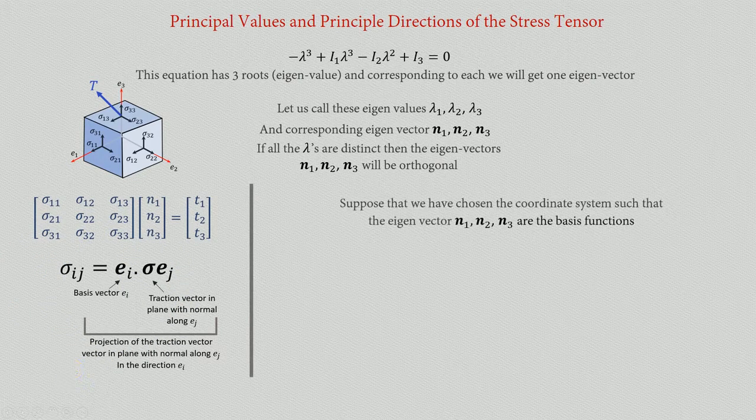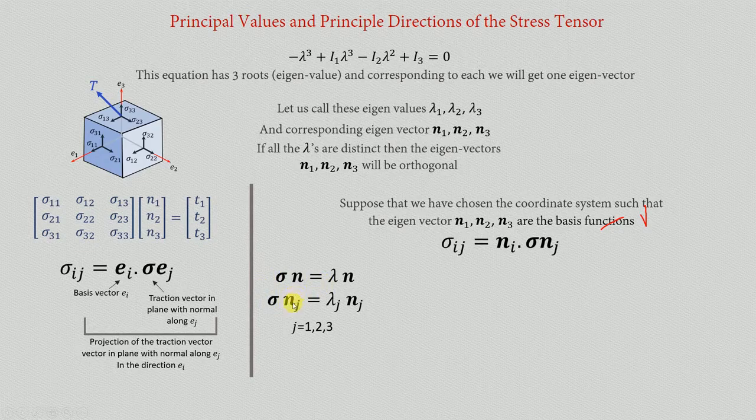Now, suppose that we have chosen the coordinate system such that the eigenvectors n1, n2, n3 are now the basis. These are basis vectors, not functions. So in that case, what will you see? Sigma n is equal to lambda n, that was the eigenvalue problem. Now n1, n2, n3 are our basis, similar to e1, e2, e3 now. We have calculated n1, n2, n3 from the eigenvalue problem as an output of the eigenvalue problem.